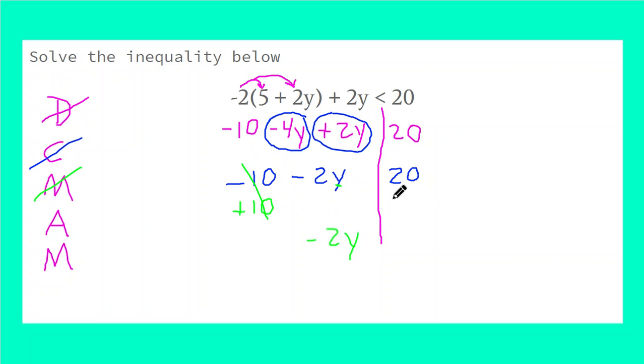Whatever I do to one side, I have to do the other side. So 20 plus 10 would give me 30. And I'm done with my adding and subtracting step. And then finally, my last step is multiply or divide.